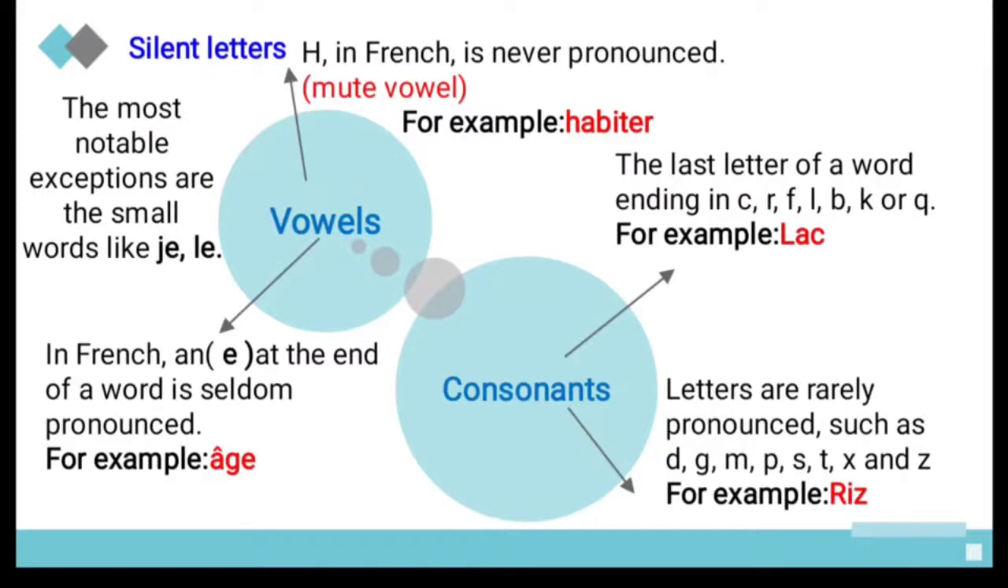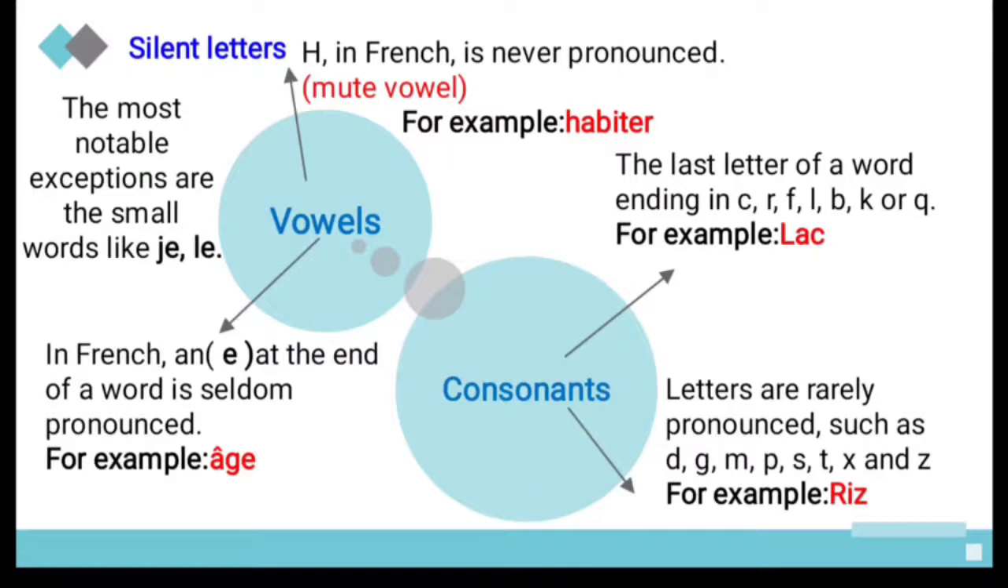The last letter of a word ending in C, R, F, L, B, K, Q, you have to pronounce this letter and all. For example, lack. Next, letters that are rarely pronounced, such as D, G, M, P, S, T, X and Z. For example, riz, that is R-I-Z, that Z you should not pronounce.